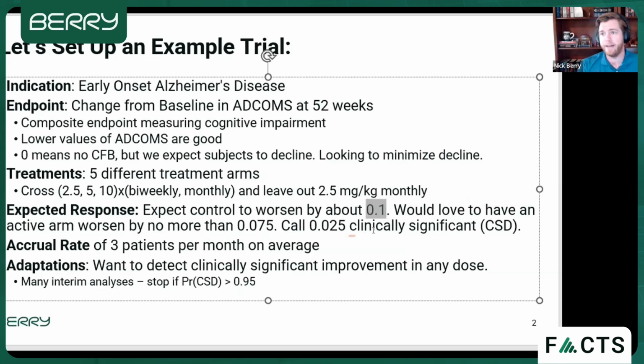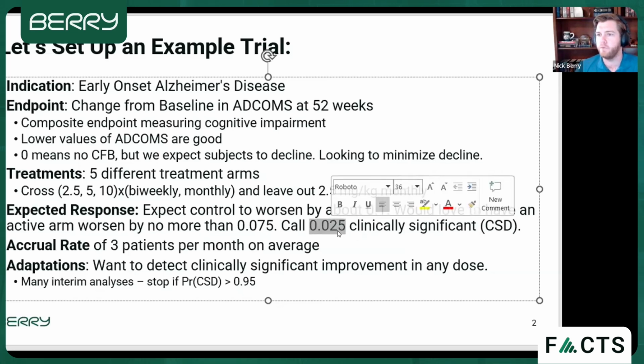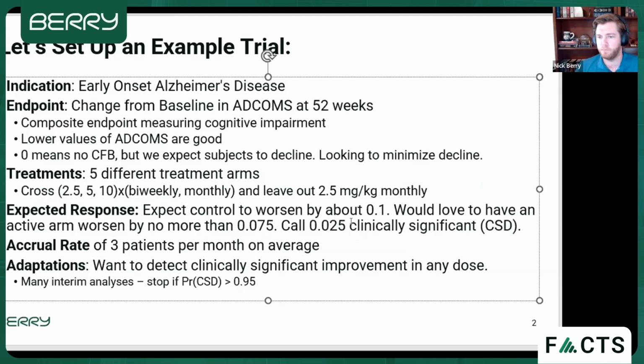For the real trial and the one we're designing, they targeted a 25% improvement. So if we could reduce the degeneration by 25%, that would be great. That's a goal for us, and I'm going to call that the clinically significant difference. I just did 0.025, an absolute. If we improve by 0.025, we don't change as much as control by 0.025, that's great.